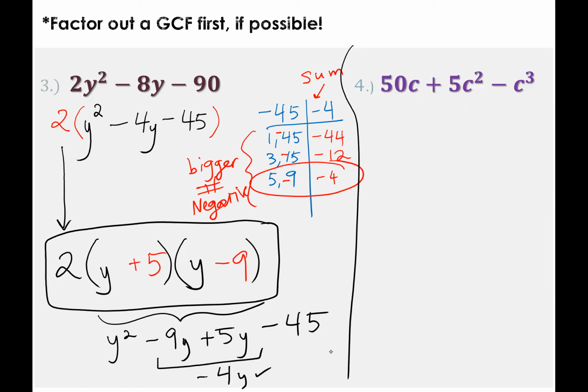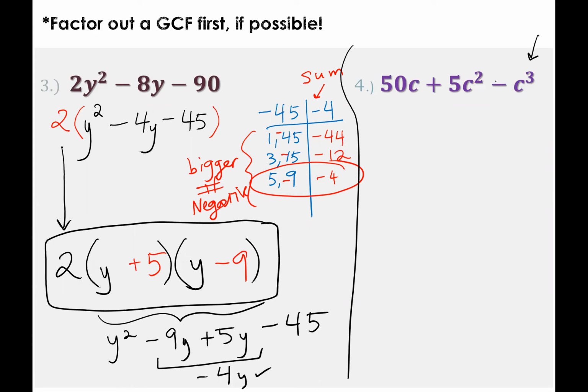All right, next problem, number 4. 50c plus 5c squared minus c to the third. Let's first rearrange this in descending order. So the highest exponent is actually this 3 here. That c to the third.